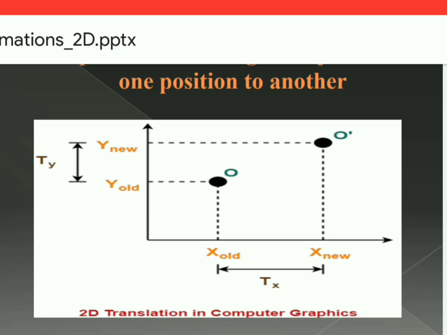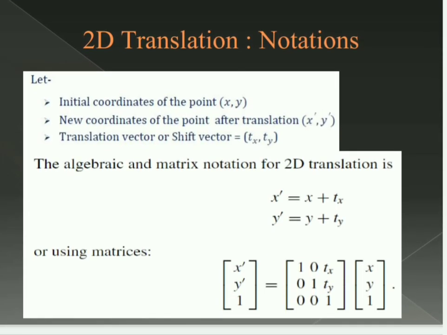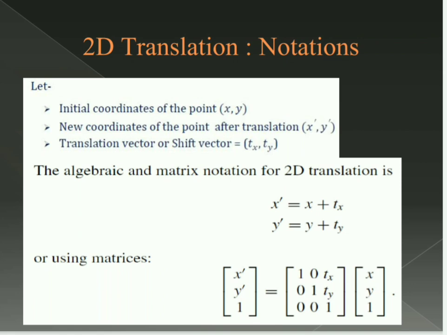Now I want to represent this entire procedure in terms of certain notation. So let's see what those notations are. Consider the initial coordinates of the point are x, y, the new coordinates of the point after translation are x dash and y dash, and the translation vector or shift vector is tx and ty. Actually, two different notations are used. First one is the algebraic equation and the second one is the matrix notation. Algebraic equation simply represents the result or formulas for the entire transformation technique.